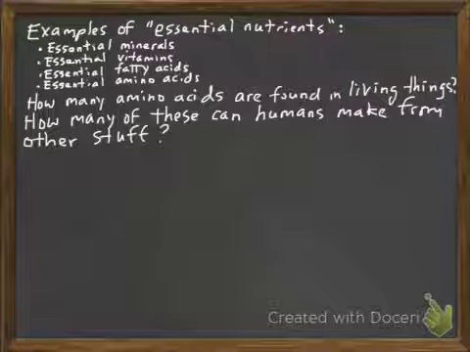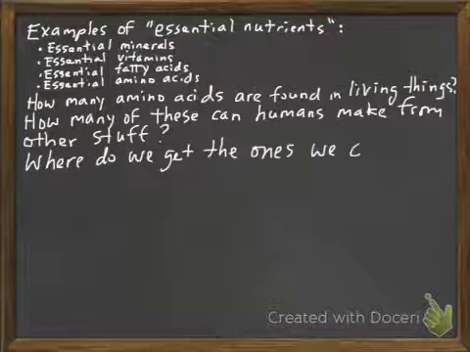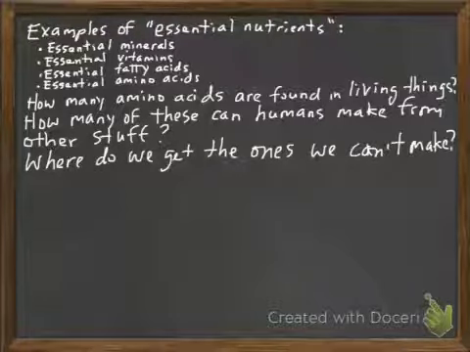Okay, some people say 9, and the reason they say 9 is because for infants, there's a 9th one that infants can't make. But once you grow up a little bit and become a toddler and child and adolescent, you'll be able to make this other amino acid by yourself. So once you're at the age you currently are, there's 8 amino acids that you need to get from your diet. Those are what we call essential. Okay, and that should be pretty clear here. The ones we can't make, we get from our food.